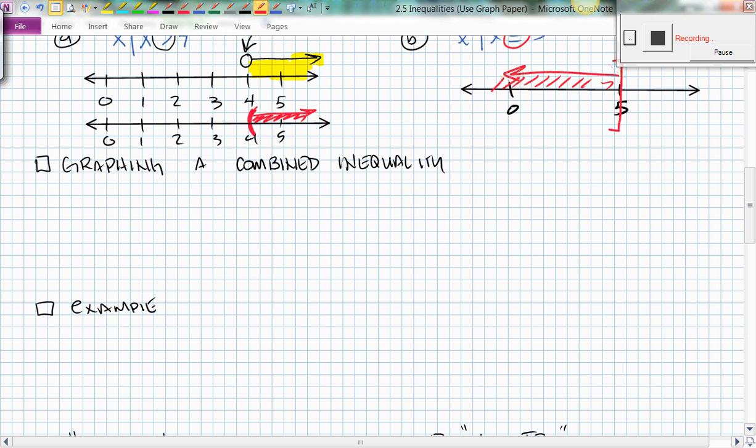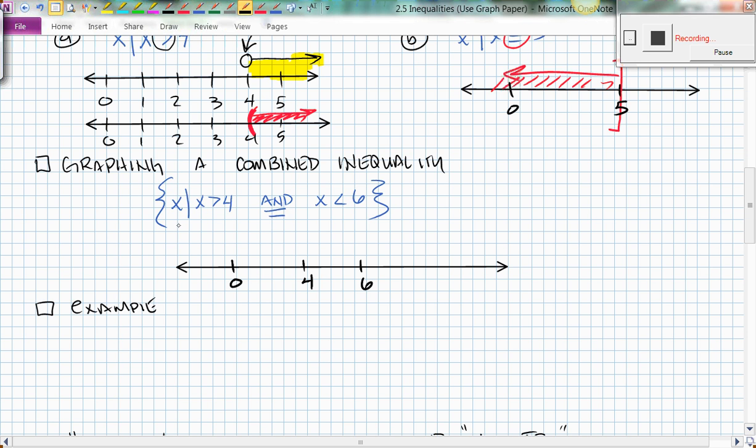Okay, so let's graph a combined inequality here for just a second, okay? Let's graph all x such that x is greater than 4, and, this is a key word, and x less than 6. So all x that's greater than or equal to 4 and less than 6. So all of this is a set that you are being asked to graph. So look, give me a number line. Give me the points in question. So give me 0, give me 4, give me 6. Okay, all of that is good.